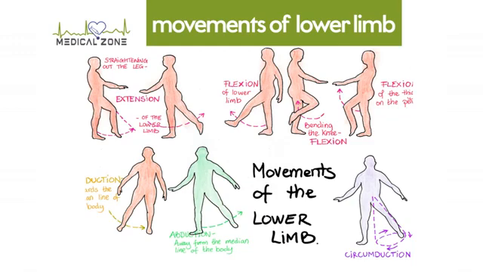Now movements at ankle joint. First one is dorsiflexion. When the dorsum of the foot is brought close to the front of the leg, it is called dorsiflexion of foot. Opposite of dorsiflexion is plantar flexion, that is when the sole or plantar aspect of the foot faces backwards. Next movement is inversion, which is at the subtalar joint. When the medial border of the foot is raised from the ground, it is called inversion, while eversion is when the lateral border of the foot is raised from the ground.